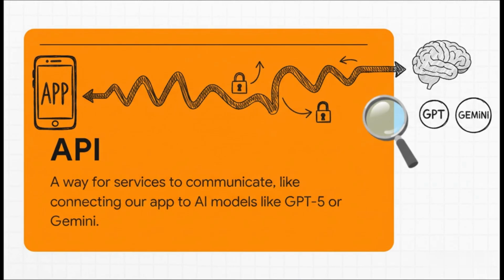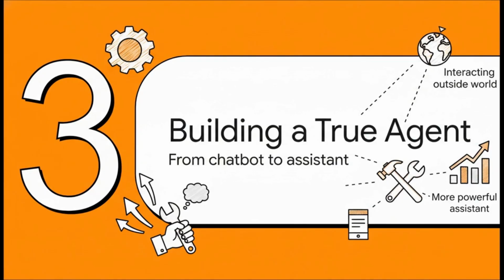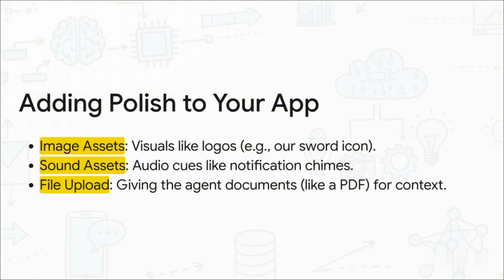Now, to make our app smart, it's going to need a brain, and we connect it to a large language model using an API. The best way to think about an API is as a secure messenger. It lets our app's back end talk to outside services like OpenAI's GPT models or Google's Gemini to get those intelligent responses. Okay, so right now we have a pretty smart chatbot, but we're about to upgrade it into a true agent, a much more powerful assistant that can actually use tools and interact with the outside world. First things first, let's add a little polish.